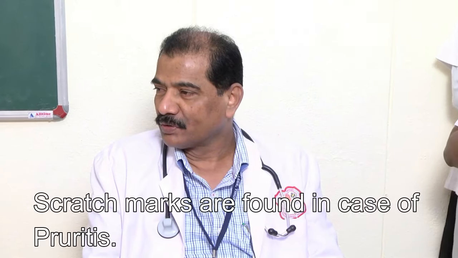Vital data, sir. Pulse rate 76 beats per minute, regular. Even in a general examination sometimes there will be scratch marks because of the itching, because of the jaundice, cholestasis can be there. Pruritus and scratch marks can be found over the body.